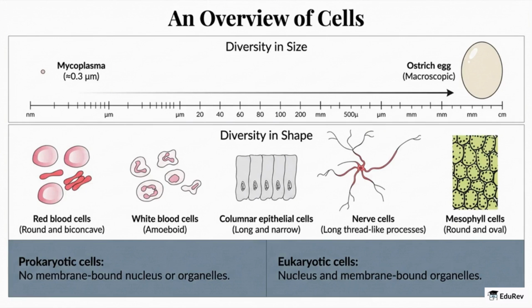Shape follows function. Red blood cells are biconcave for gas exchange. White blood cells are amoeboid for movement. Epithelial cells are columnar for absorption. Nerve cells are long and thread-like for signal transmission. And mesophyll cells are rounded to optimize photosynthesis.